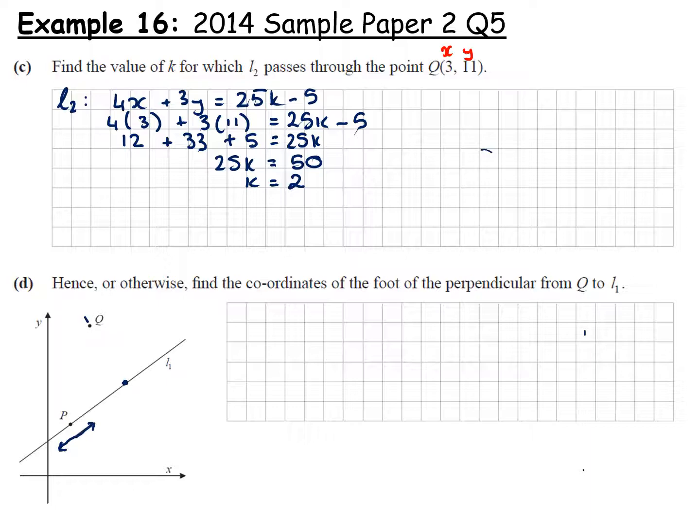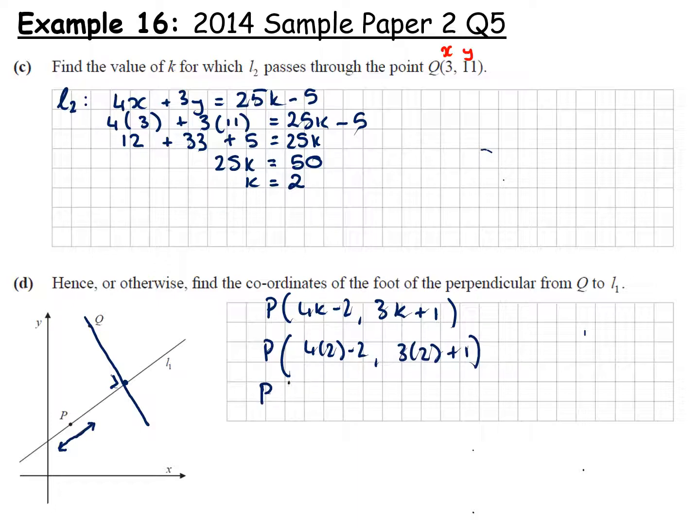And when we talk about the perpendicular, we're talking about a line that goes through this perpendicularly. And we had the point P, which was 4k minus 2 and 3k plus 1. And we've basically found, well, the line that goes through Q, the point P will have k equals 2. So we can sub in 4 times 2 minus 2, 3 times 2 plus 1. And we get 6, 7. And that is the coordinate of P, which is this point here. And that is the foot of the perpendicular from Q to L1.